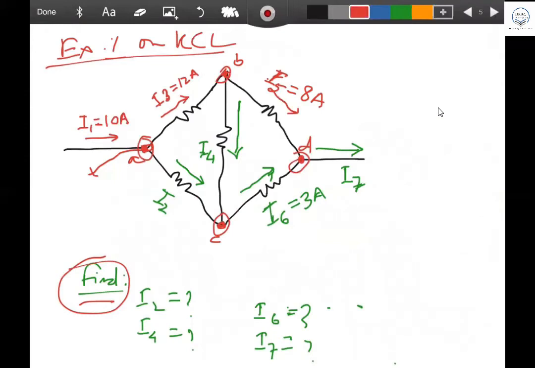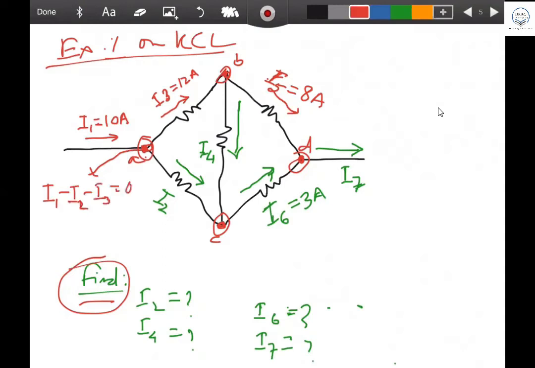If you go for KCL at node A, how many currents are there? 3, sir: I1, I2, I3, right? I1 is coming in, so you write I1 positive. And I2 and I3 are going out, which means it will be minus I2 and minus I3. Do you get it? Yes, sir. And equal to 0.